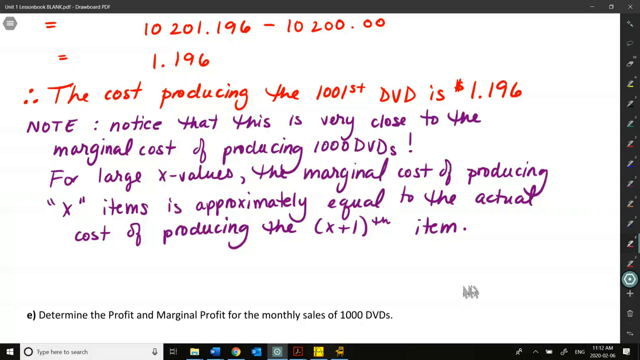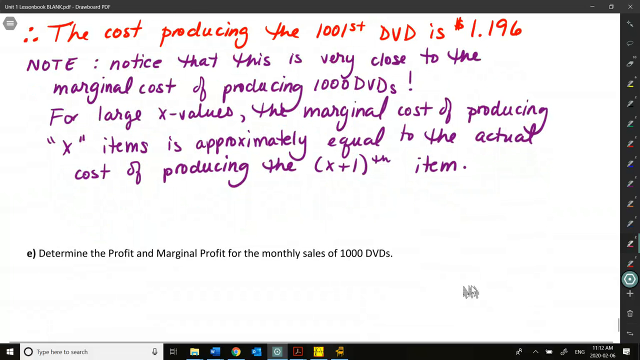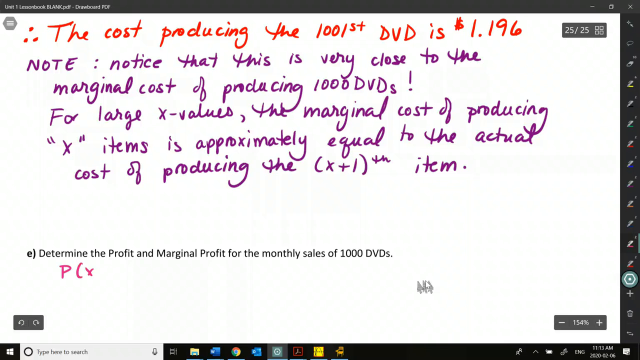Okay, the last part of this is asking us to determine the profit function and the marginal profit for the sale of 1,000 DVDs. So if you look above at our information, profit is our cost and our revenue. I need to take the revenue that I've earned from producing and selling x items, and subtract the cost that I have had to put into producing them. So profit is just going to be your revenue function minus your cost function.